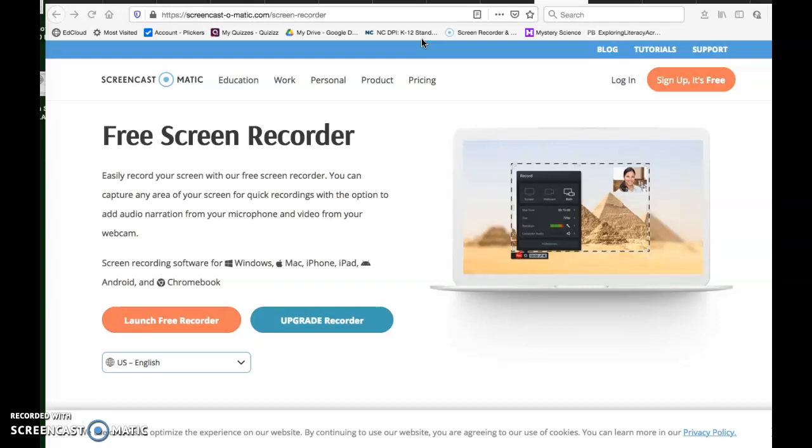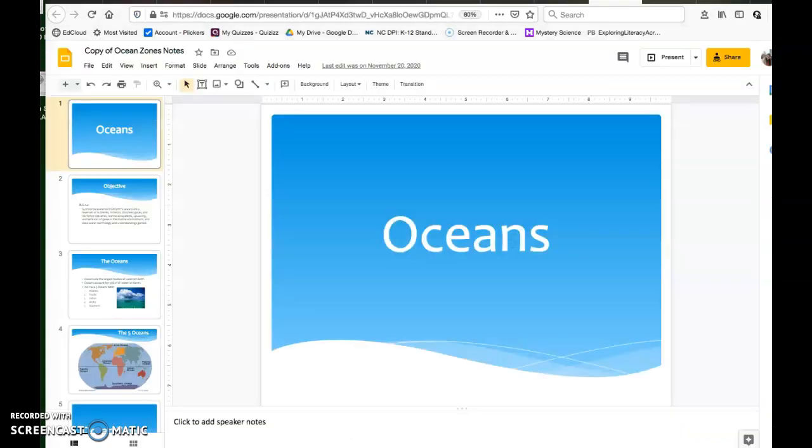So we spent yesterday and Monday discussing just a general overview of what the ocean is like, what's in the ocean, how it moves, some of the ocean features of the crust, as well as some human impacts and human uses for the ocean. Today though, we're going to dig deep into the different zones of the ocean.